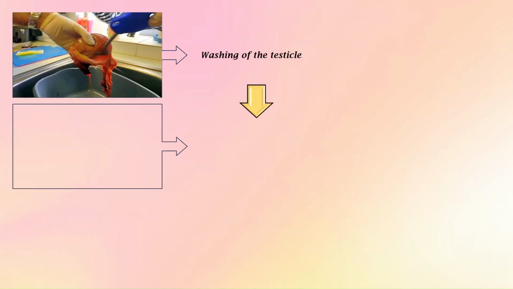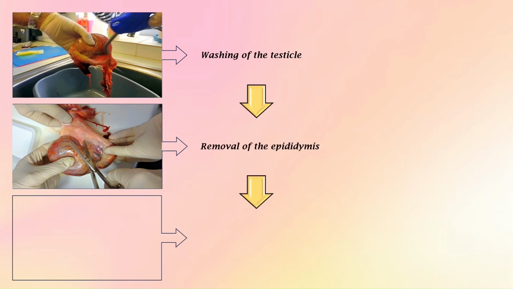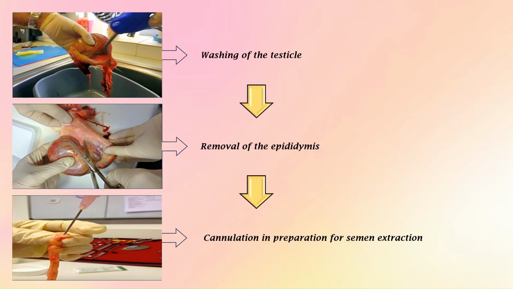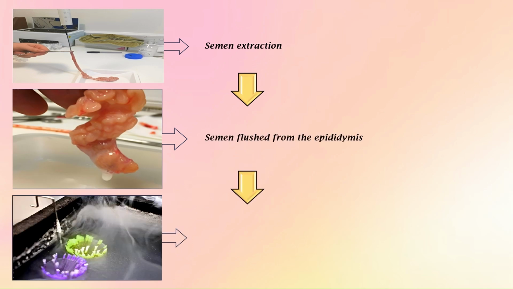Next step is washing of the testicle, followed by removal of the epididymis, and cannulation process is carried out in preparation for semen extraction. Semen is extracted, and then the semen is flushed from the epididymis. The eventual step is cryopreservation of semen.